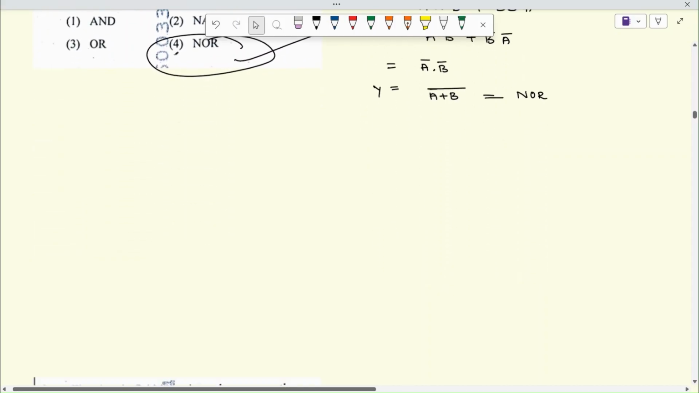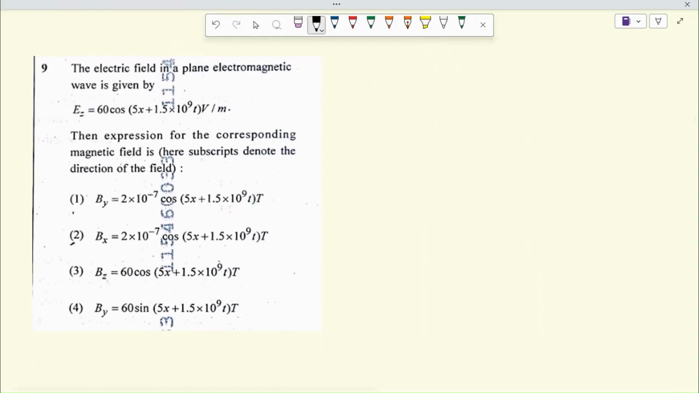Let's see the next one. Ninth question. Electric field is given. We need the expression for the corresponding magnetic field. Let us find the magnitude first of all. Magnetic field is equal to E by C. The peak value will be B naught is equal to E naught by C, which is 60 by C. Velocity of light is 3 into 10 power 8. So 60 by 3 is 20, and we get 2 into 10 power minus 7 Tesla. This is the B naught value.